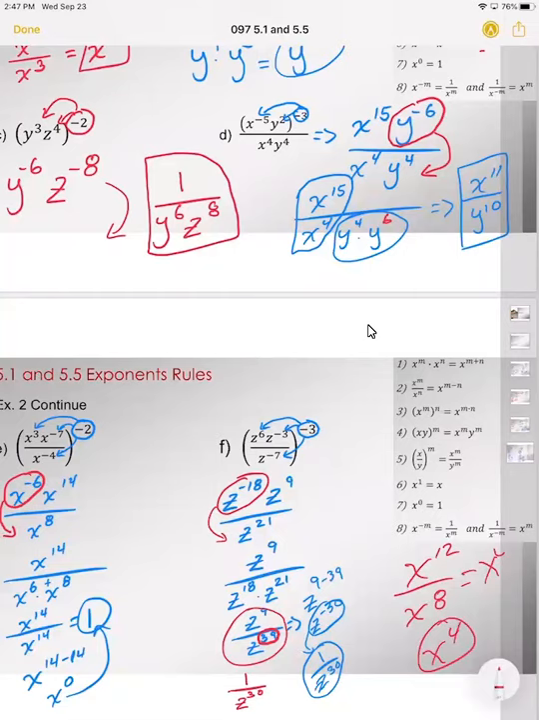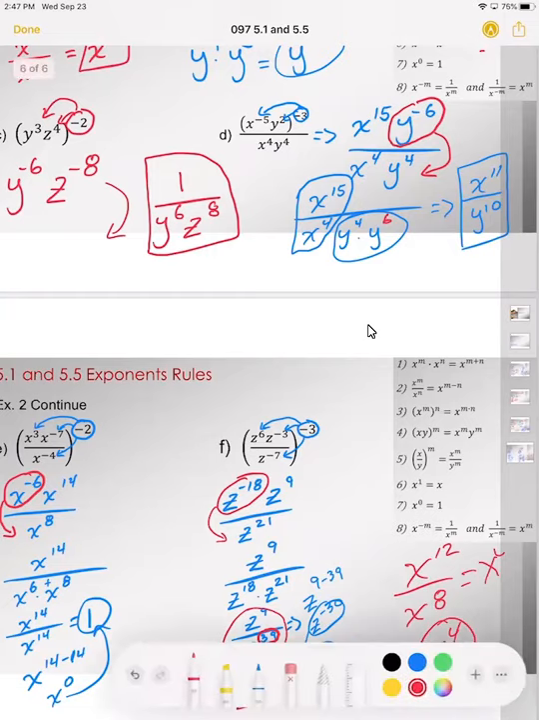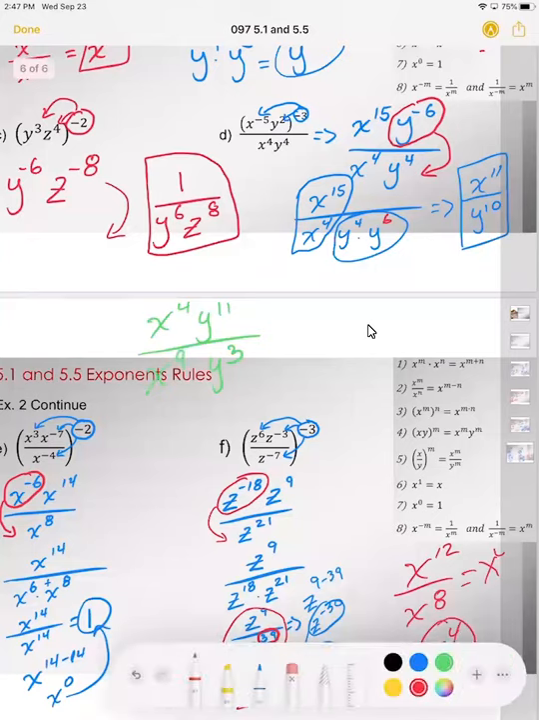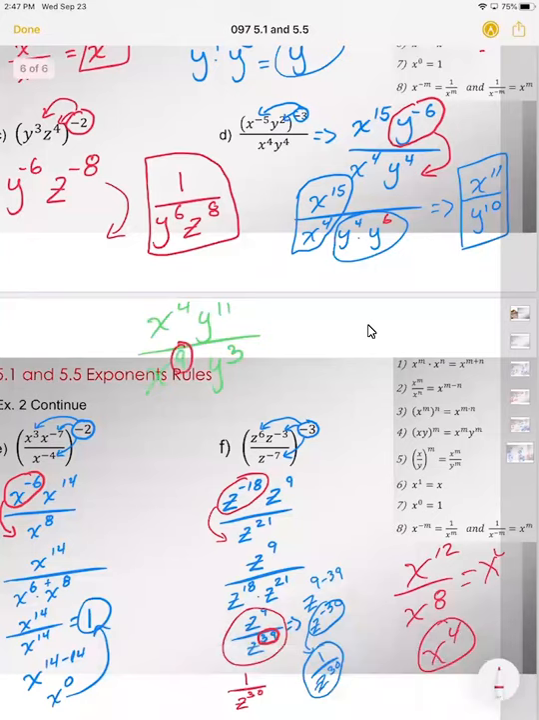Okay, so that being said, if for instance you run into a problem something like this, let me change the color. For instance, we have x to the 4, y to the 11, all over x to the 9, y to the 3rd. If you run into something like this, do you see that we have to subtract them regardless? We have to subtract them regardless.